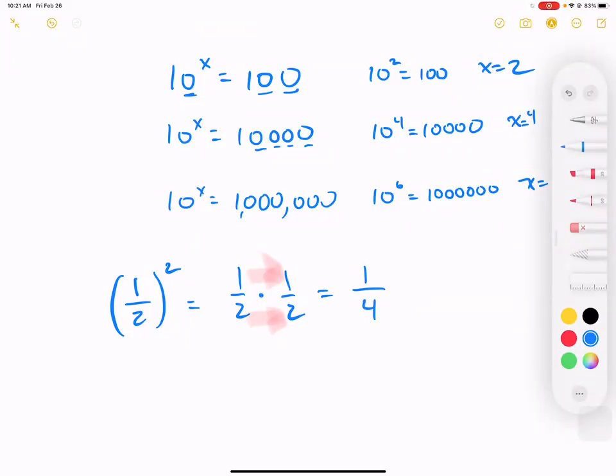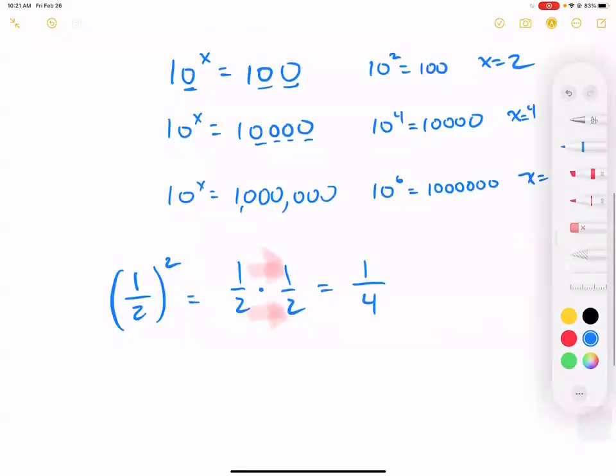Now I'm going to give you a different way of looking at this, slightly different. 1 times 1 and 2 times 2. This could also be written as 1 squared over 2 squared, which is our same answer, 1 over 4.